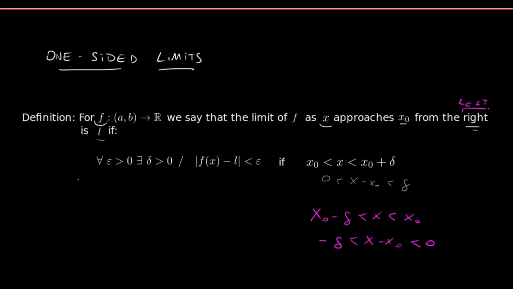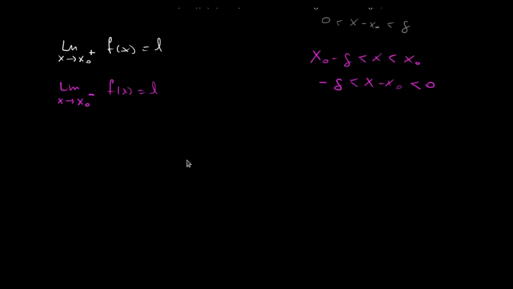The notation we're going to be using for the limit to the right is that the limit when x approaches x0 from the right of f of x is L, and from the left it is the limit when x approaches x0 from the left, that is from the negative side, of f of x is equal to L. Let's see what this definition means graphically.